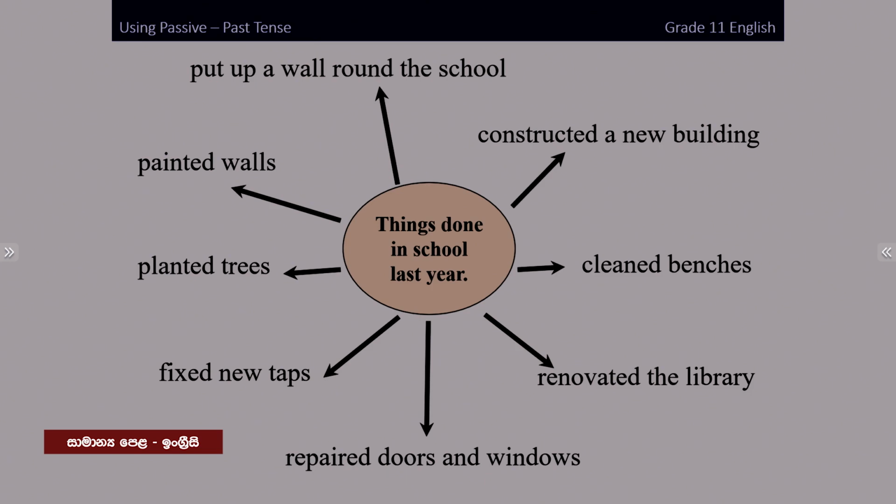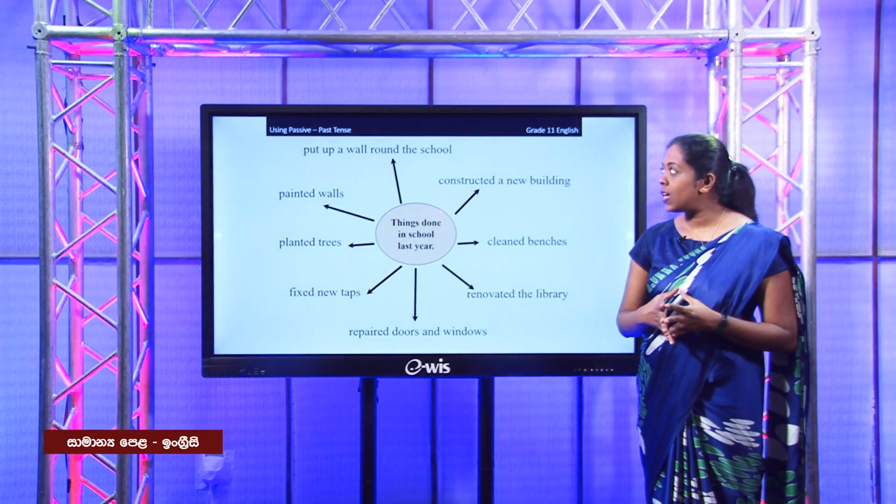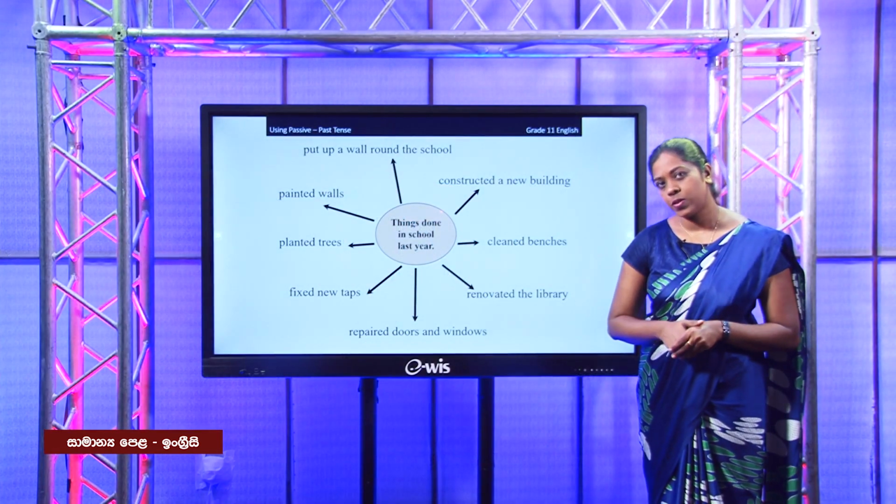We constructed a new building. What else did we do? We cleaned benches. We renovated the library. We repaired doors and windows. We fixed new taps. We planted trees. We painted walls, and we put up a wall around the school. So these are the activities we did last year in our school.